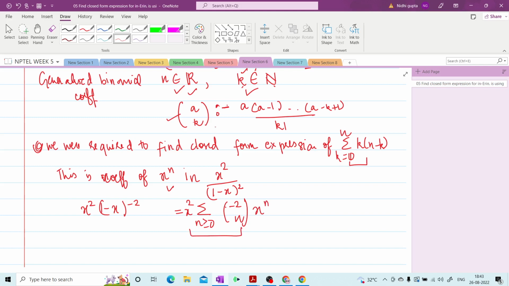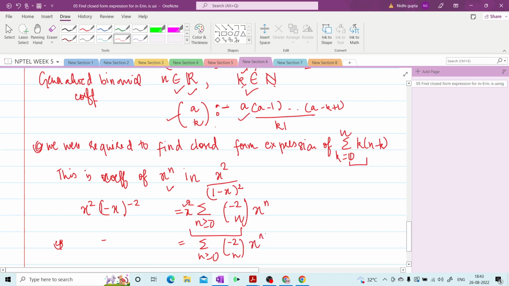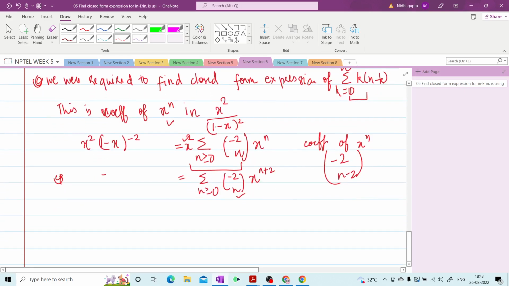And now you just need to use this formula, so the closed form expression will be as follows. Since you have x squared already, if you take this x squared inside, the power series becomes minus 2 choose n times x^(n+2). Now if you want to find the coefficient of x^n, it will be minus 2 choose n minus 2, and this is basically that expression.